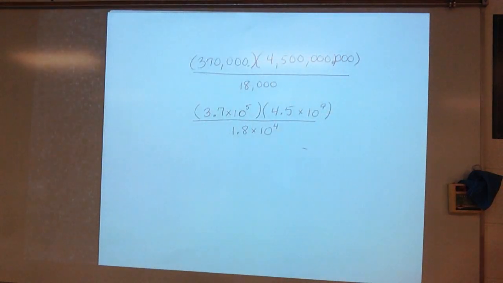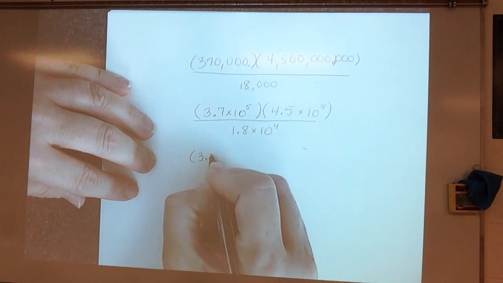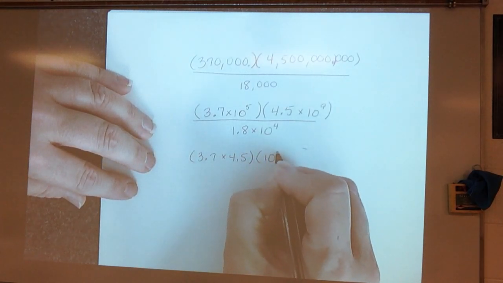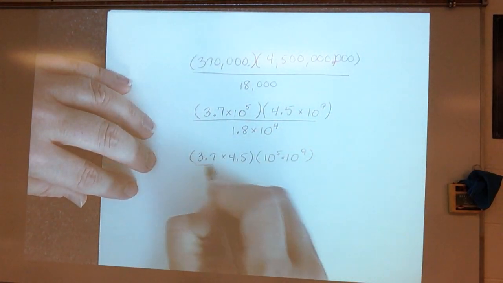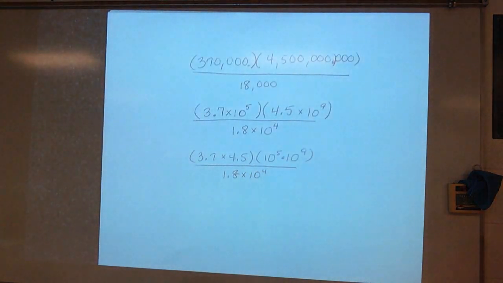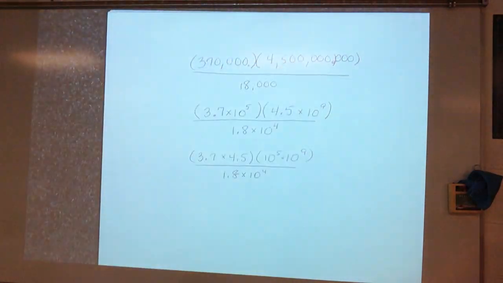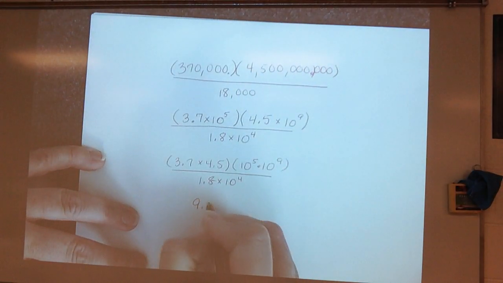All right, let's look at our next step. We're multiplying here, guys. All right? We're going to treat this just like when we were talking about exponents. All right, so I can do 3.7 times 4.5. And then I've got 10 to the 5th times 10 to the 9th over 1.8 times 10 to the 4th. Okay? All right, so I multiply 3 and 7 tenths times 4 and 5 tenths, and I get 9 and 25 hundredths.